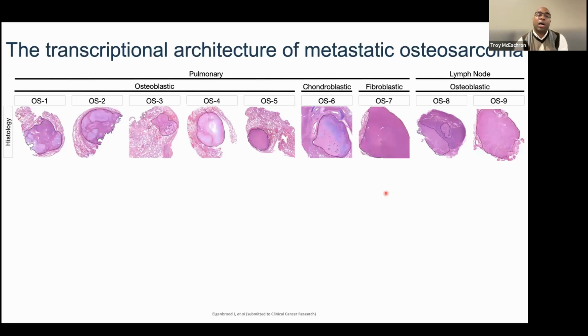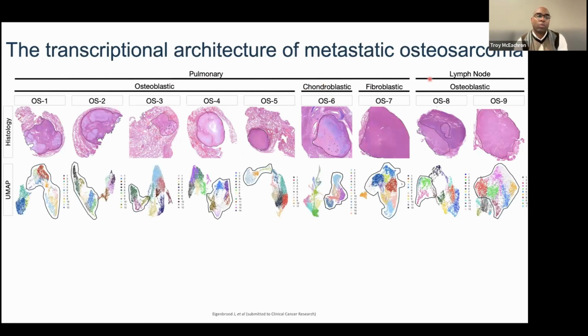So when we look at that, we did this on metastatic osteosarcoma specimens. So these are all pulmonary mets, 7 of which are osteoblastic histology, 1 chondroblastic, 1 fibroblastic. These 7 are actually from the lung parenchyma, and then these 2 are from the hilar lymph node. So when we take this data and then we do our fancy profiling, one of the things we can do is project this as a UMAP. This is what people are really used to seeing when they look at single cell sequencing. So each dot here represents one of those individual capture spots, right?